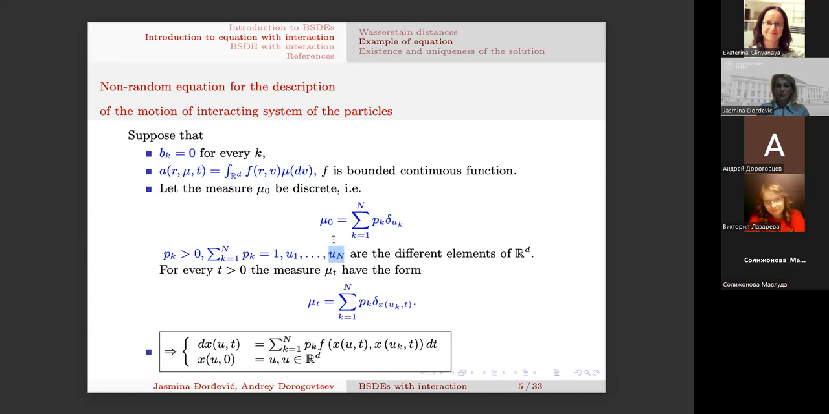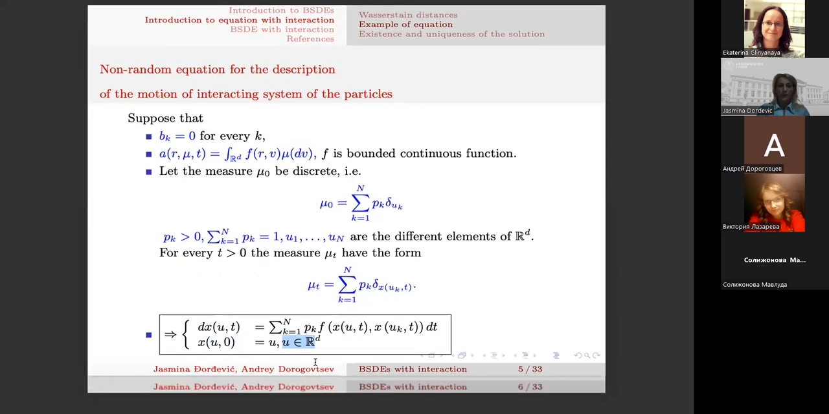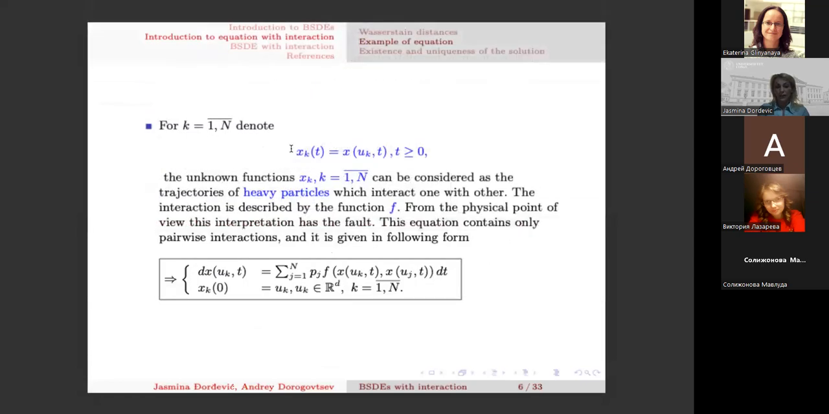When the initial measure is discrete, then the measure mu t, which is the image of mu0 under the mapping X, is also given as a sum, but now with deltas at the values of the state process X. The general equation with interaction degenerates to an equation of the following form. It now has a drift given as a sum of probabilities and functions f, which depend on x(u,t) and x(u_k,t), with again initial conditions x(u,0) = u for every u from R^d. In the particular case, for k going from 1 to n, we use the notation x_k(t), which is x starting from u_k, at some point t.